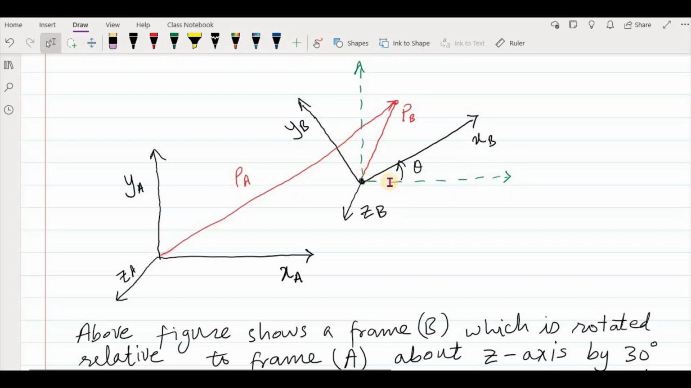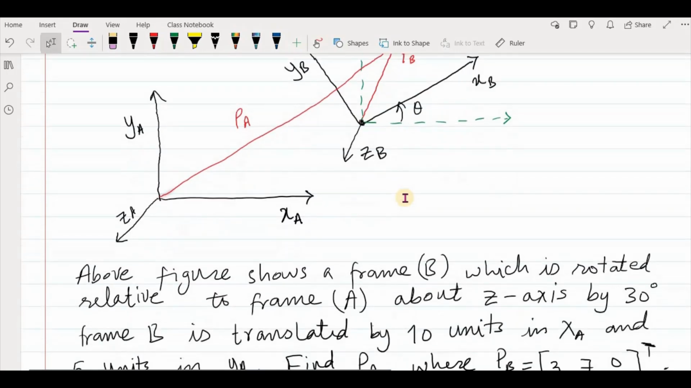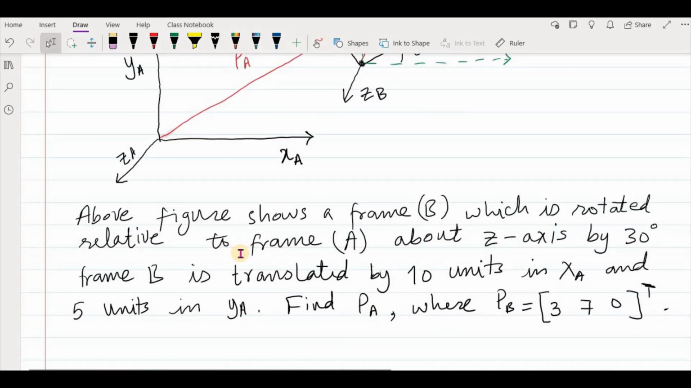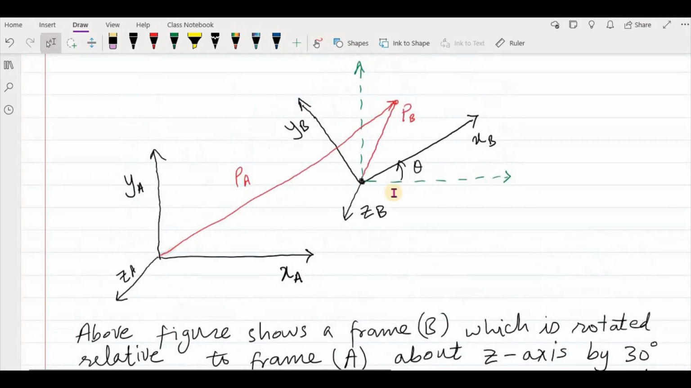It's not proportional actually, but I draw it in a rough way. So along the x-axis it's here, it's 3, and 7 along the y-axis, and the z-axis it has 0. And then you have to find this position vector A. So actually what you want is the position of point P in your reference frame A. That's what you're looking for. And you're given the angle of rotation of this frame, which is 30 degrees.